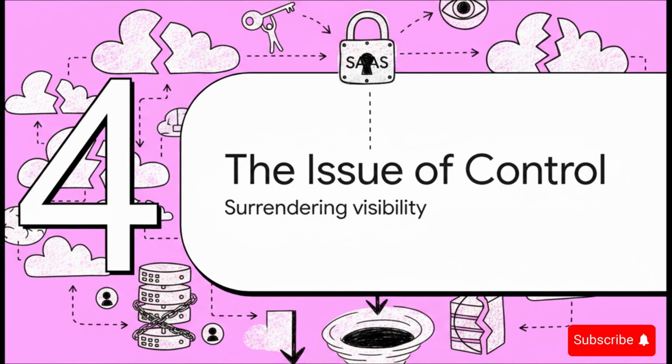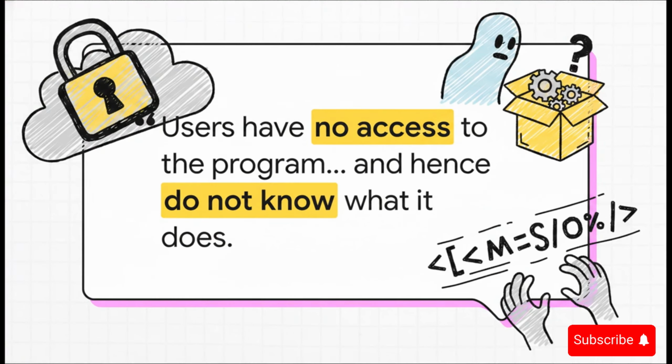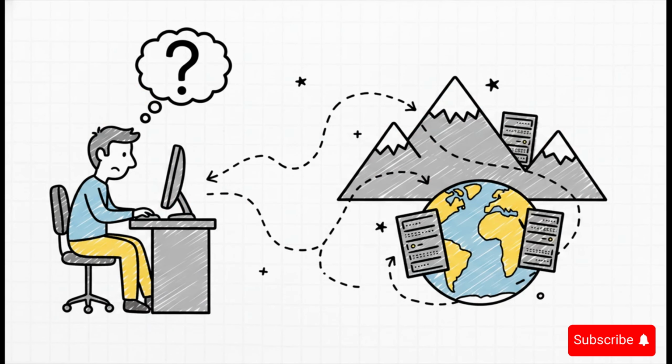Section 4, the issue of control. Free software advocate Richard Stallman actually hits the nail on the head here. He argues there's a deep philosophical and really practical flaw with SaaS. You are entirely surrendering visibility. You don't have the code. You have no idea what that program is actually doing with your data behind closed doors. And if it doesn't work the way you want, tough luck. You can't change it.